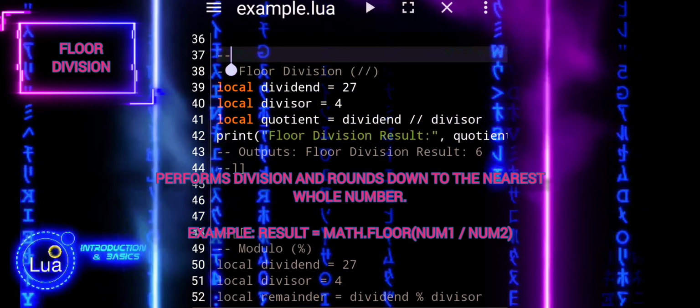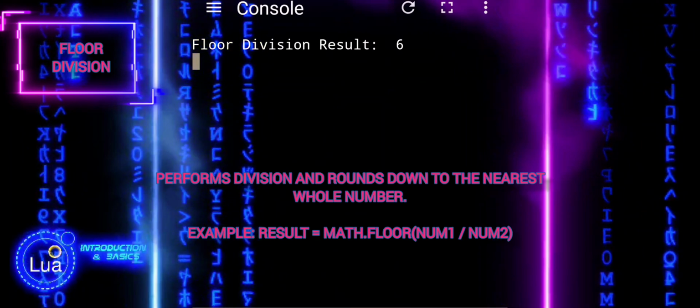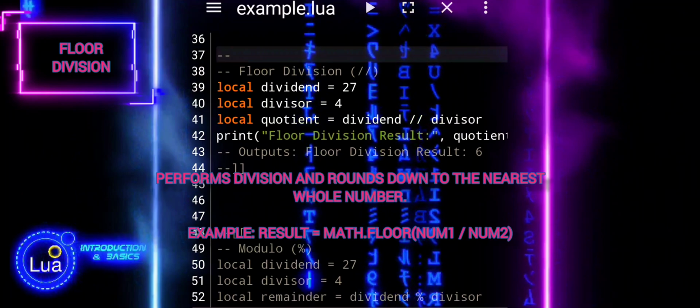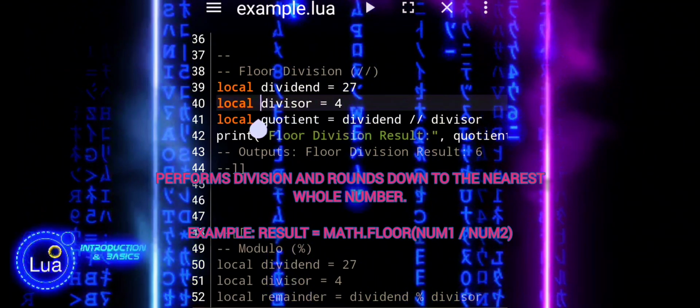Floor division, the hidden gem denoted by double slash, takes Lua arithmetic to a new level. Unlike regular division, it rounds down to the nearest whole number, offering precision in discrete calculations.